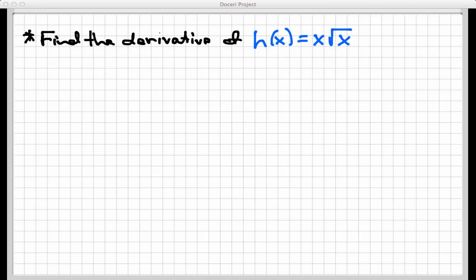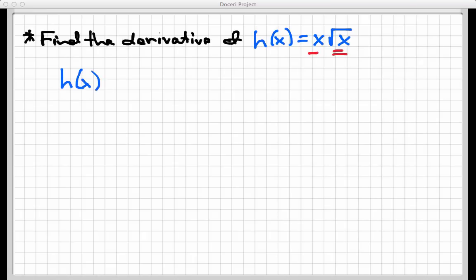You're trained to think now that anytime I see two things multiplied together and I need to take their derivative, I'm going to use the product rule. Like, here's a thing and here's another thing multiplied together. But not so. We don't use the product rule on every single situation where I have one thing times another. This is much more simply done by doing a very quick algebraic simplification step at the beginning.